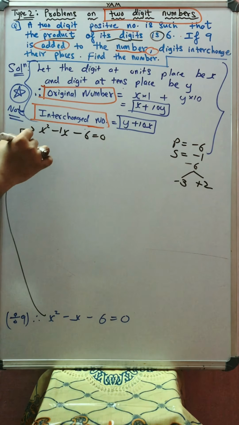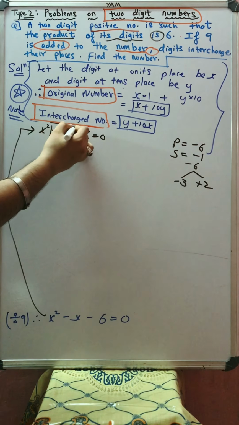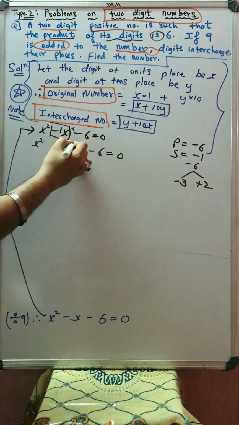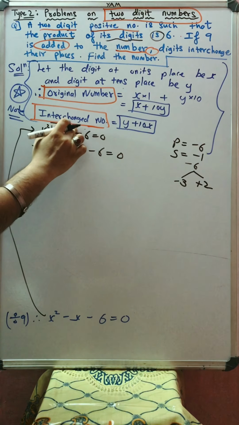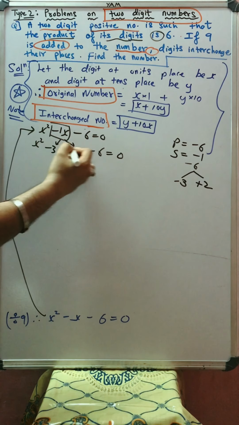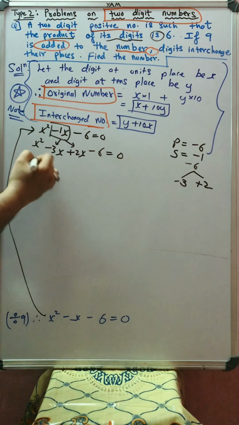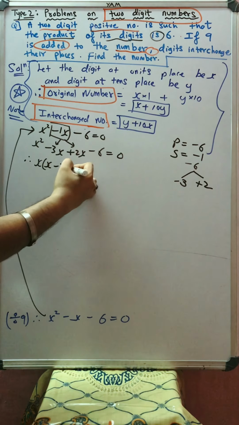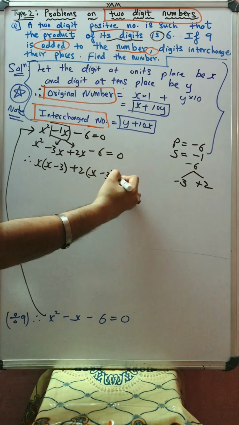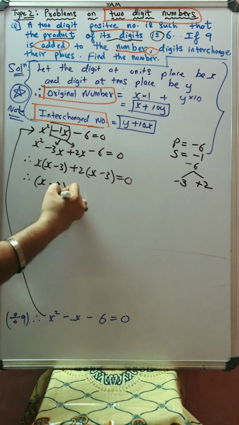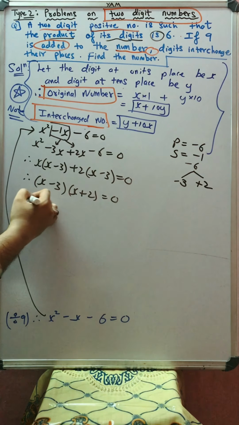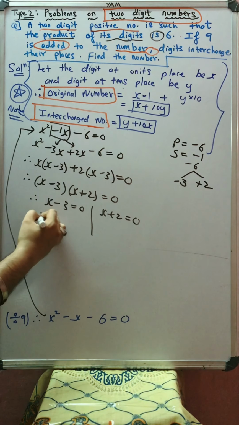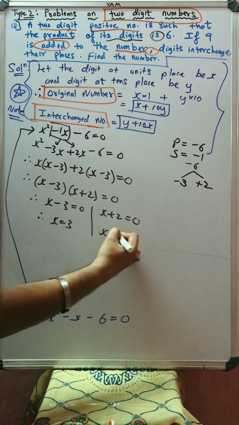Yes. Now we are doing splitting of the middle term. So I will not write the middle term. I will copy x square as it is, x square. I will copy minus 6 as it is, minus 6 is equal to 0. Instead of this middle term minus 1x, which I will not write, I will write minus 3x and plus 2x. Therefore, from these two terms x is common, so it will be x minus 3. From these two terms plus 2 is common, so it will be x minus 3 is equal to 0. Therefore, x minus 3 and x plus 2 is equal to 0. Therefore, either x minus 3 is equal to 0 or x plus 2 is equal to 0. Therefore, x is equal to 3 or x is equal to minus 2.